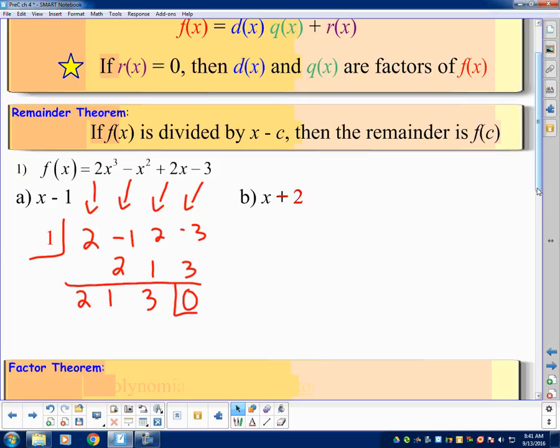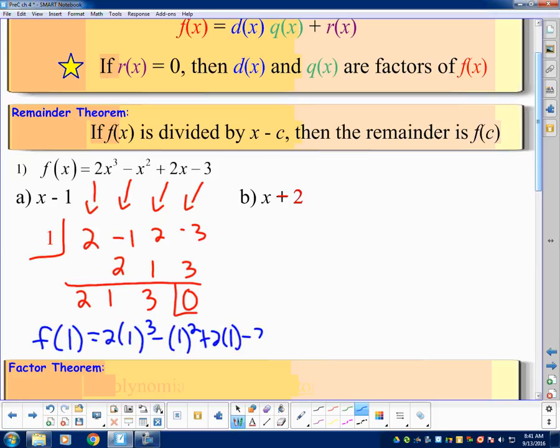Now what the remainder theorem says is that if f of x is divided by x minus c, then the remainder is f of c. So I could quickly check this just by plugging in c, and c, remember, was 1. So f of 1 equals 2 times 1 cubed minus 1 squared plus 2 times 1 minus 3. Can you do the arithmetic on that?